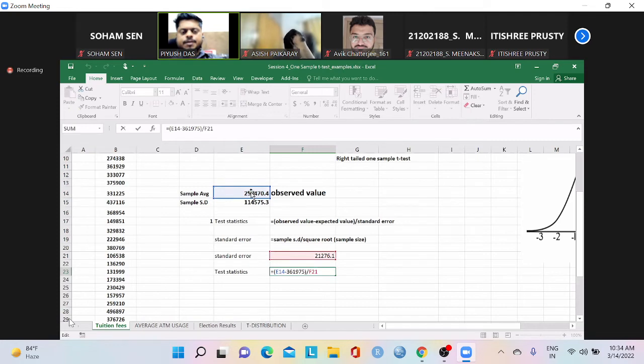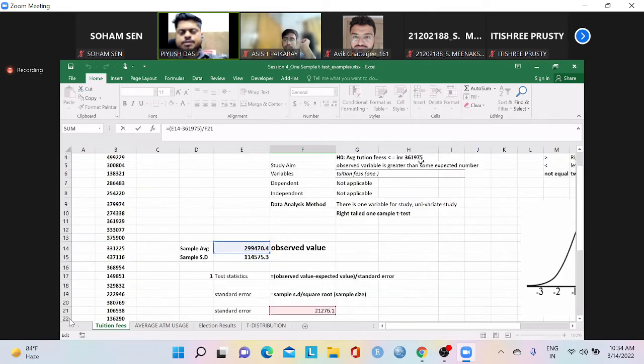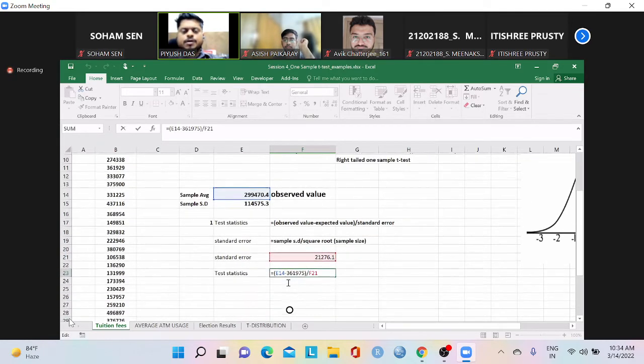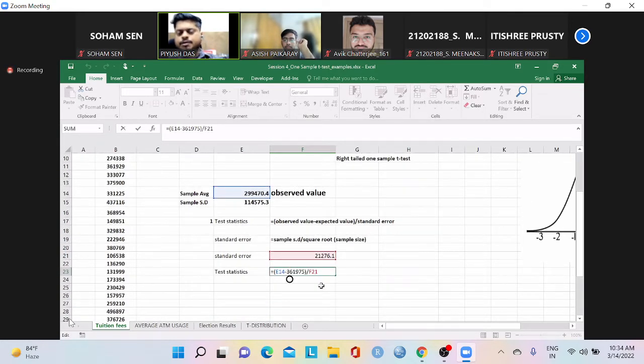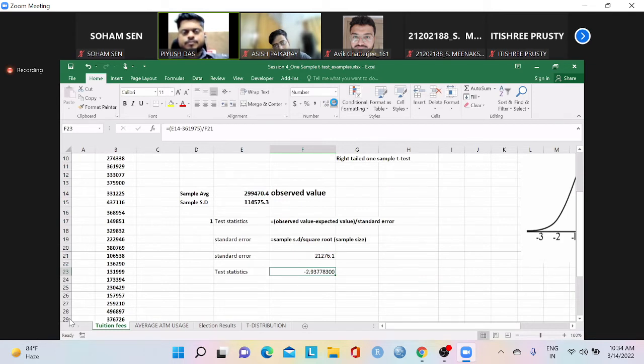If you look at this number, the sample average is E14, minus 361975, which is my research expected value, divided by F21, that is my standard error. Anyone who is not getting this number, minus 2.93? So I found my test statistics.